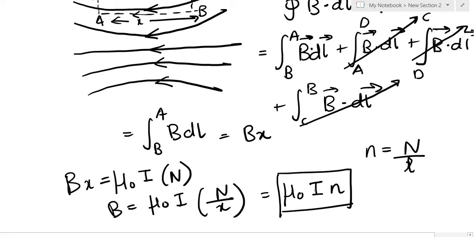This small n is basically the total number of turns per unit length, the number density. Don't forget that. Don't confuse the small n for the capital N. Many people do.